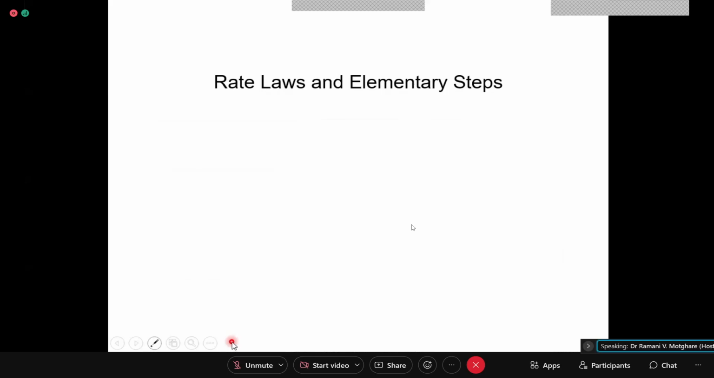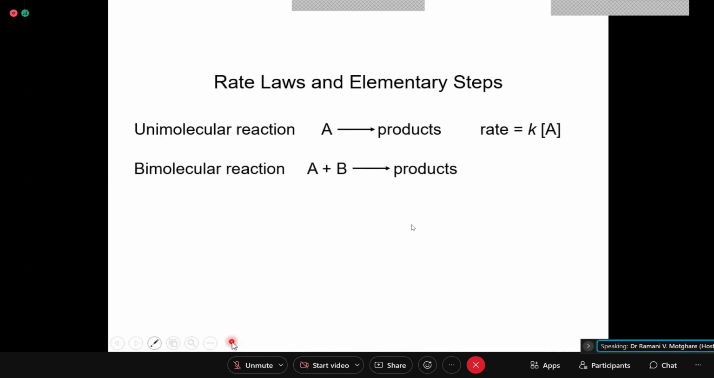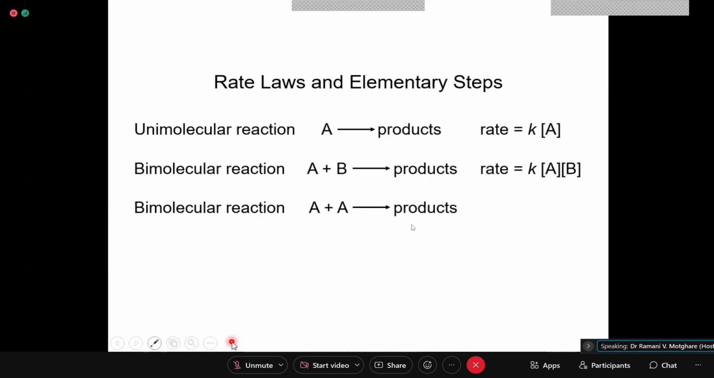Okay. Then rate law and elementary steps. For a unimolecular reaction, a reactant A giving you product, the rate law will be written as rate equal to k into the concentration of A. For a bimolecular one, it will be rate equal to k into the concentration of A into B. Then for a bimolecular reaction where both the molecules are of the same type, A plus A giving you product, it will be [A] squared.